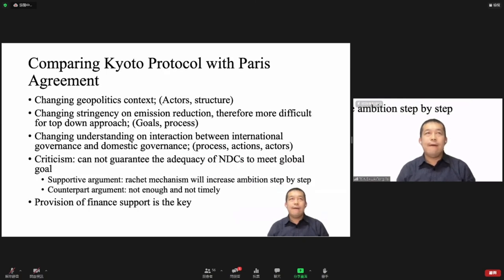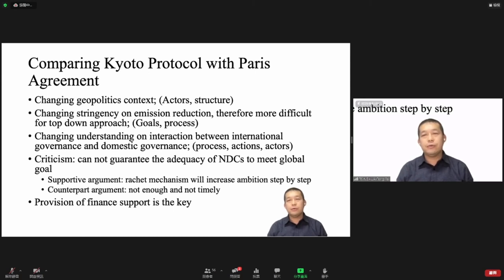Why does the Paris Agreement take such a different governance structure compared with the Kyoto Protocol? We generally argue that it is because of changing actors and structures, especially the geopolitical context. Developing countries became more and more important actors, and their structural factors shape and constrain their governance. We also argue that because of the changing stringency of emission reductions, it would be more difficult to use a top-down approach.